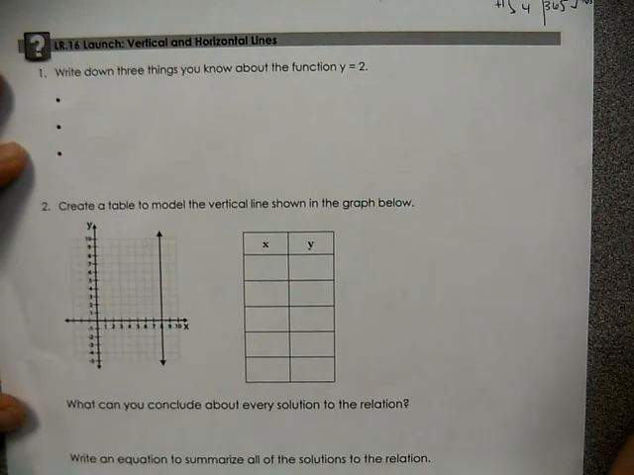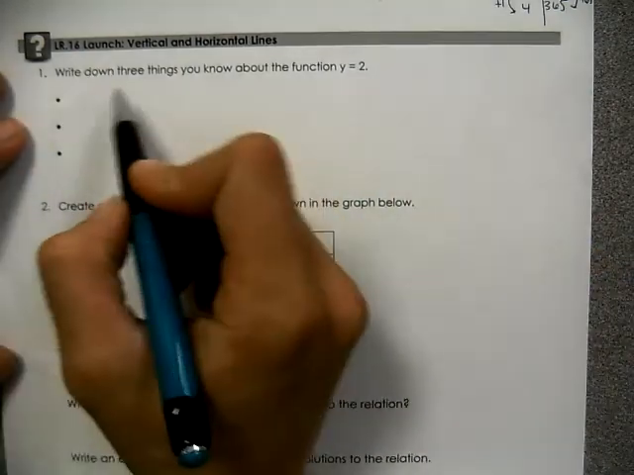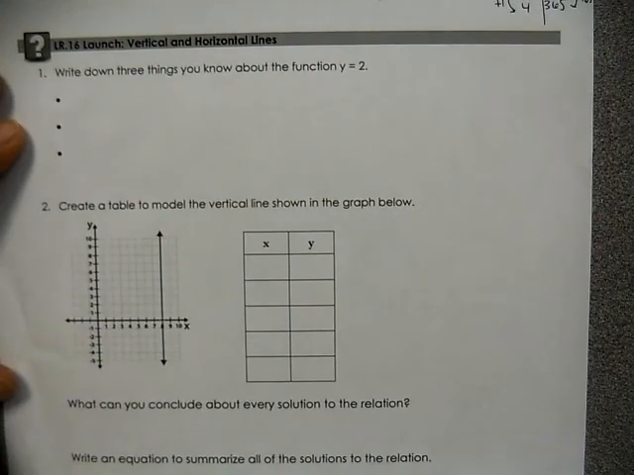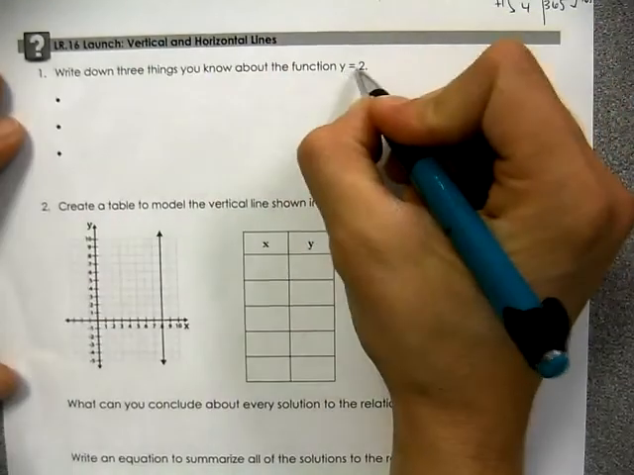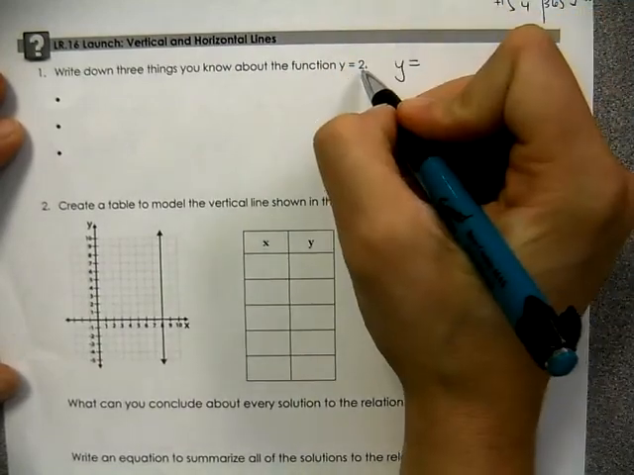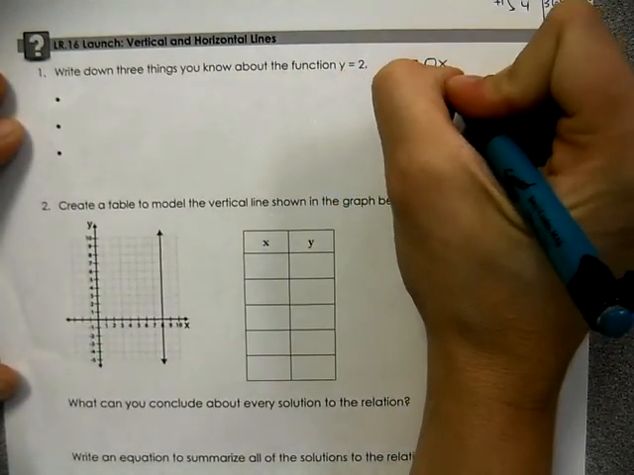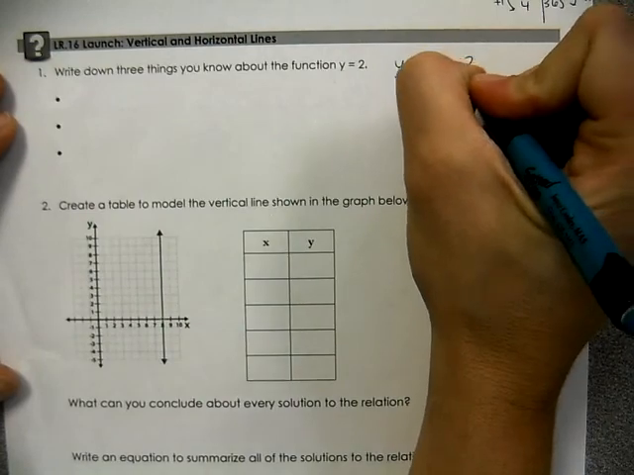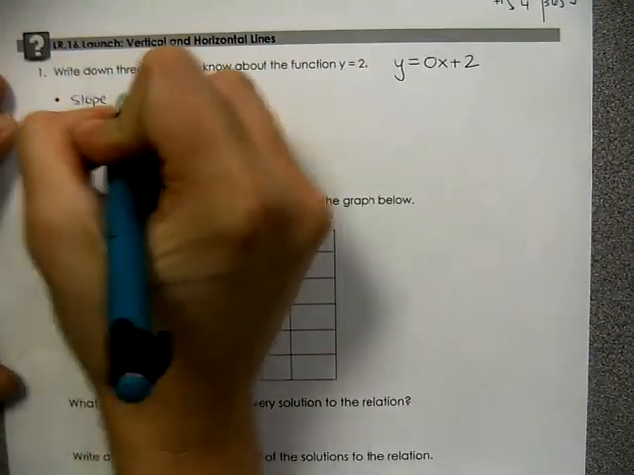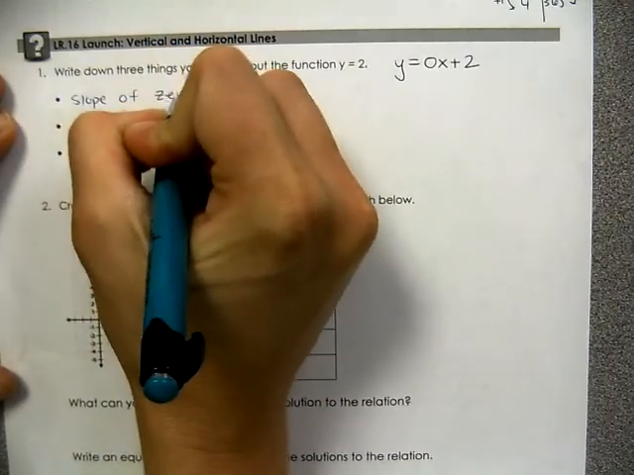All right, now that you guys have done this on your own for a little bit, let's take a look at this. Write down 3 things you know about the function y equals 2. So if I recall from earlier in the unit, y equals 2, you could also write that as y equals, I don't see an x, so the coefficient of x must be 0, okay? So I could say it has a slope of 0.